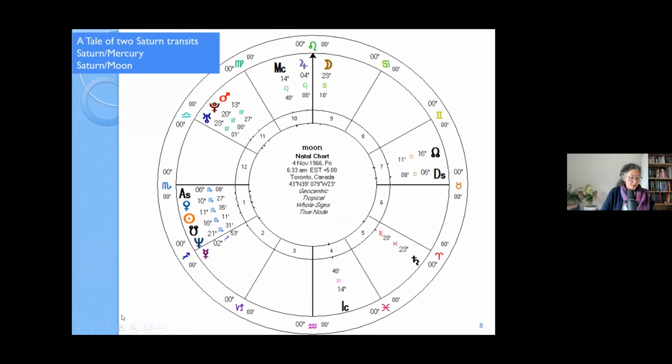So going back to 2015, when transiting Saturn was in the sign of Sag, this individual had transiting Saturn go over Mercury in their chart. So they have natal Mercury in Sag at 2 degrees. And there was a period of time in 2015 where Saturn was kind of bouncing over 2 degrees Sag. And for this individual, this was a very, very stressful time.